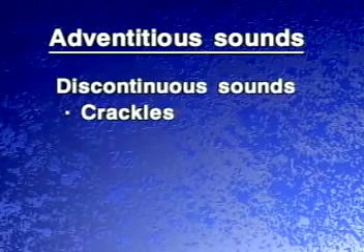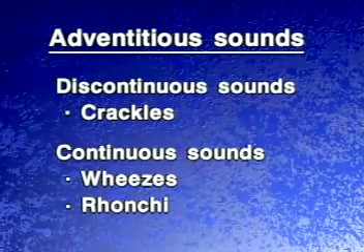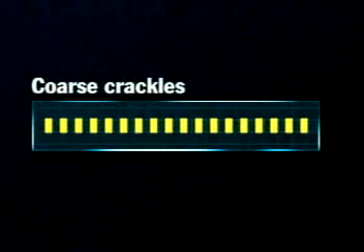The two basic types of adventitious or added breath sounds are the discontinuous sounds, crackles, and the continuous sounds, wheezes and rhonchi. Crackles are intermittent, non-musical, and brief, like dots in time. Fine crackles are soft, high-pitched, and very brief. Coarse crackles are louder, lower-pitched, and longer.